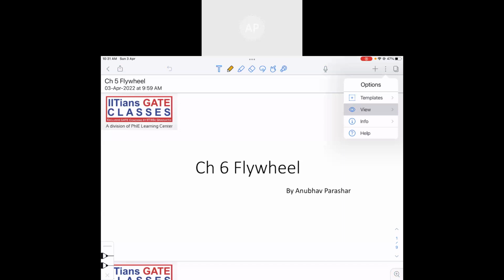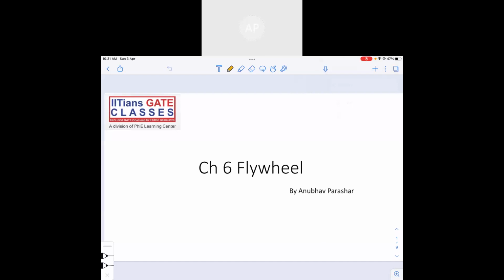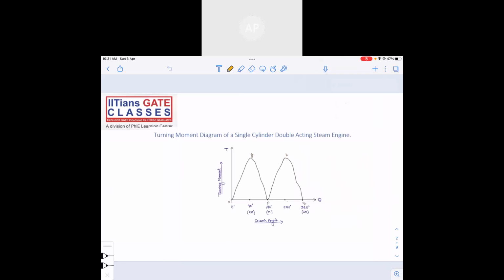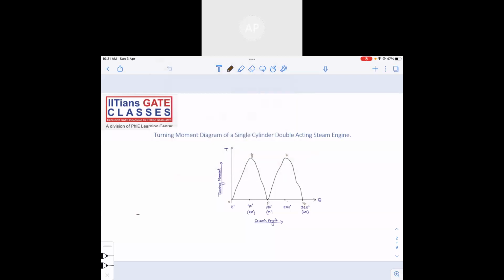So how does the flywheel work? This is what we are going to see briefly. So this is a turning moment diagram of a single slider double acting steam engine. This is a single slider crank mechanism, but double acting. What do I mean by double acting? Double acting means there is pressure from both the sides. Steam will be there from both the sides, right?